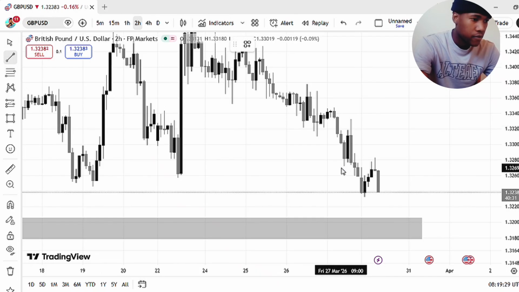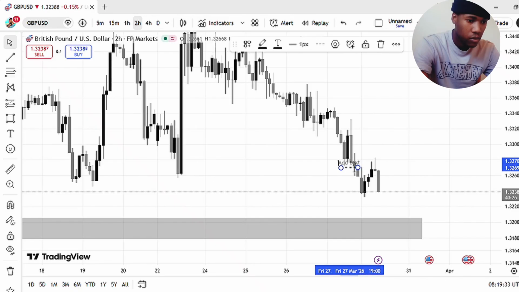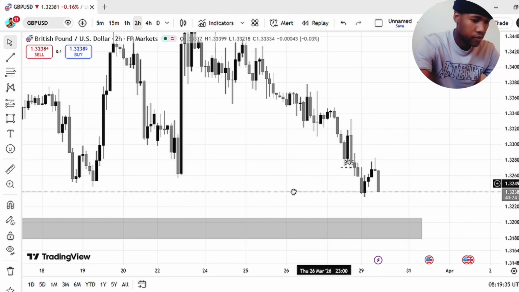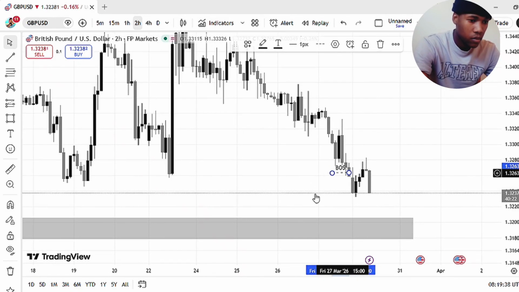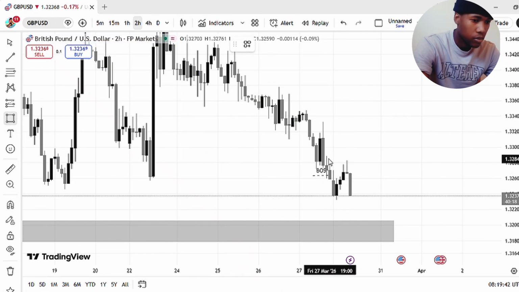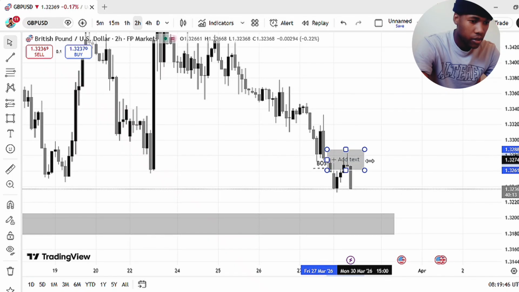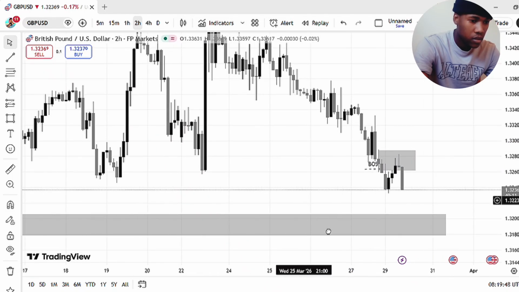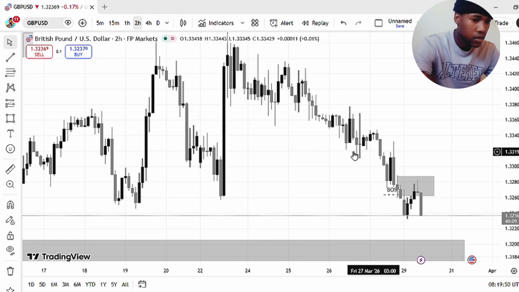So we had this break of structure to the downside in the 2-hour time frame. It's so small, but it's a break of structure. So yeah, we had this break of structure to the downside. This was the order block. I think this was the order block that gave us this break of structure, but we're gonna refine it. Don't panic, we're still gonna refine it.